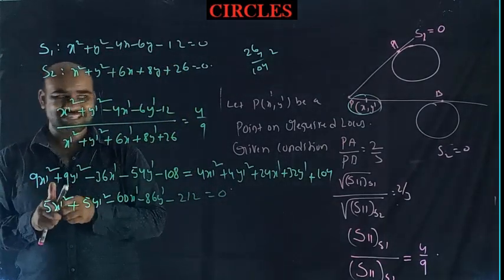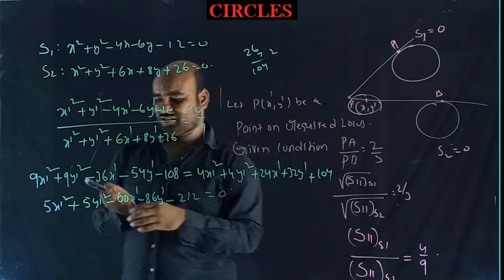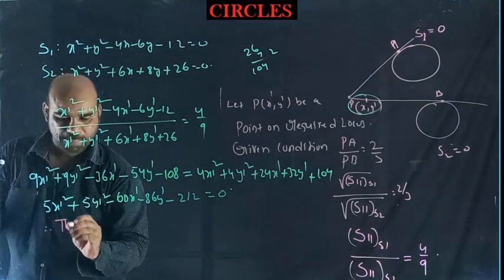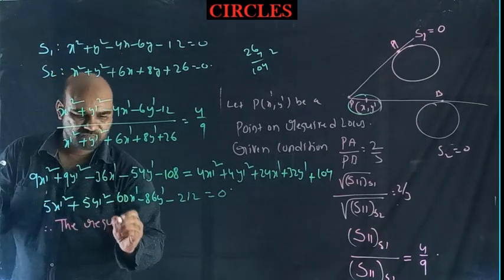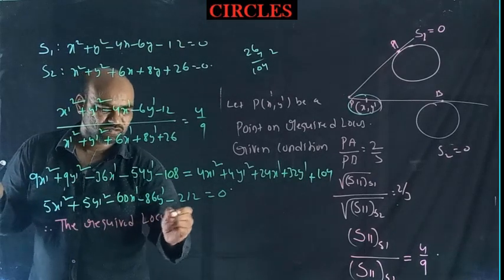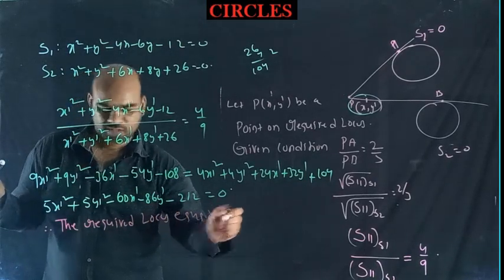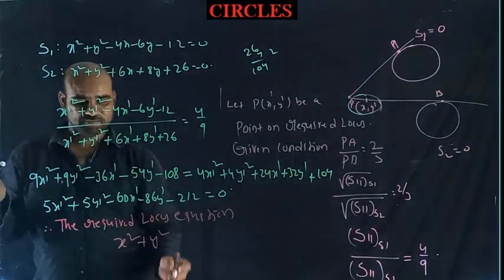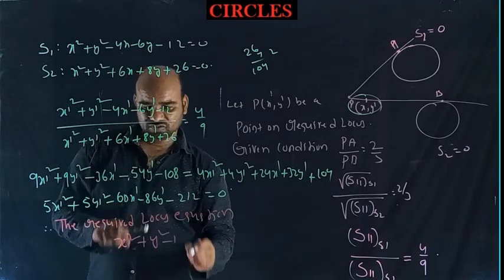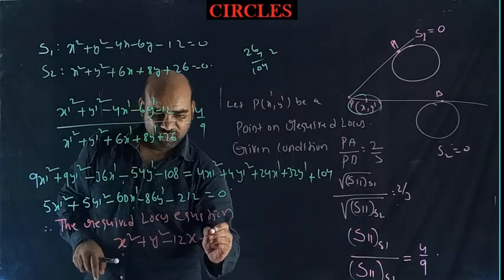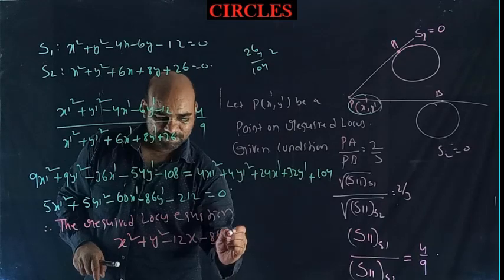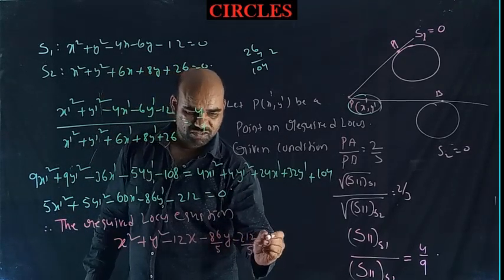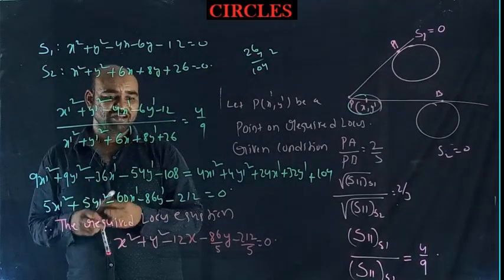So now I want to finalize. Now I want to drop x dash and y dash. Instead of x dash, y dash, I want x and y. That is the required locus. Therefore, the required locus equation is x square plus y square minus 12x minus 86 by 5 y minus 212 by 5 equal to 0. This is the required locus equation.